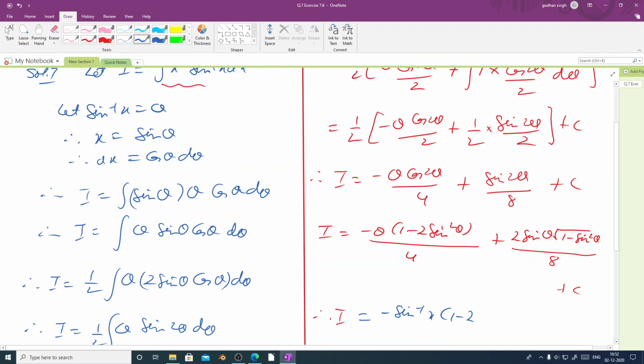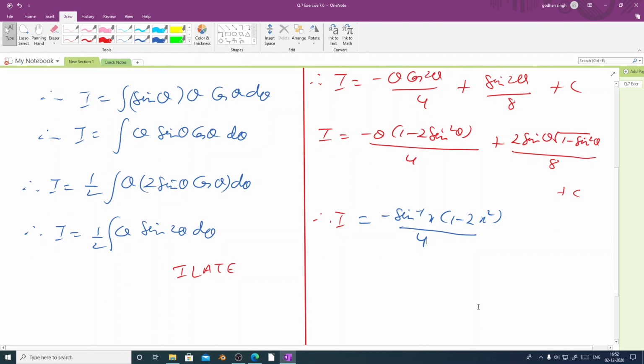So this will give us sin square theta is 2x square over 4, plus 2 sin theta. Sin theta we have taken as x, so plus 2x into square root of 1 minus x square over 8 plus c, and here we can do the simplification, so it will become 4.